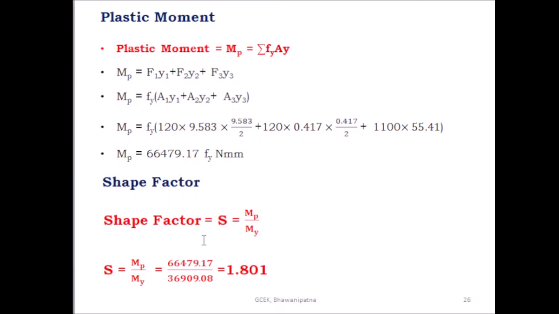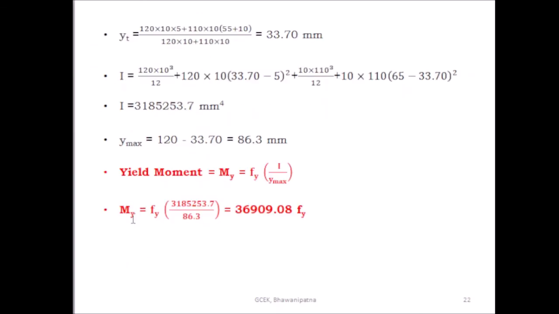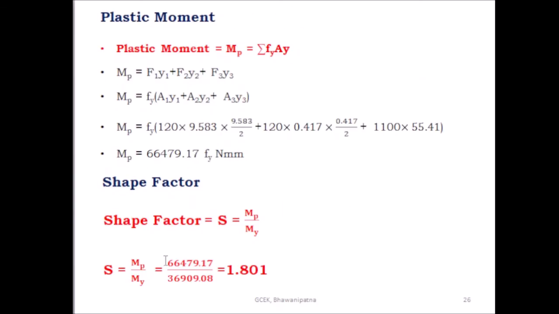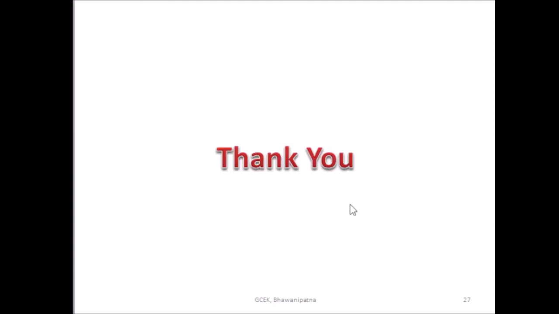Then after getting the plastic moment and the yield moment, you can find the shape factor. The shape factor is equal to the plastic moment divided by the yield moment. The plastic moment you know, and the yield moment you know. The plastic moment divided by the yield moment is equal to 1.801. So the shape factor of this T section is 1.801. Now all is clear: what the shape factor is, and how to find the shape factor for different sections.